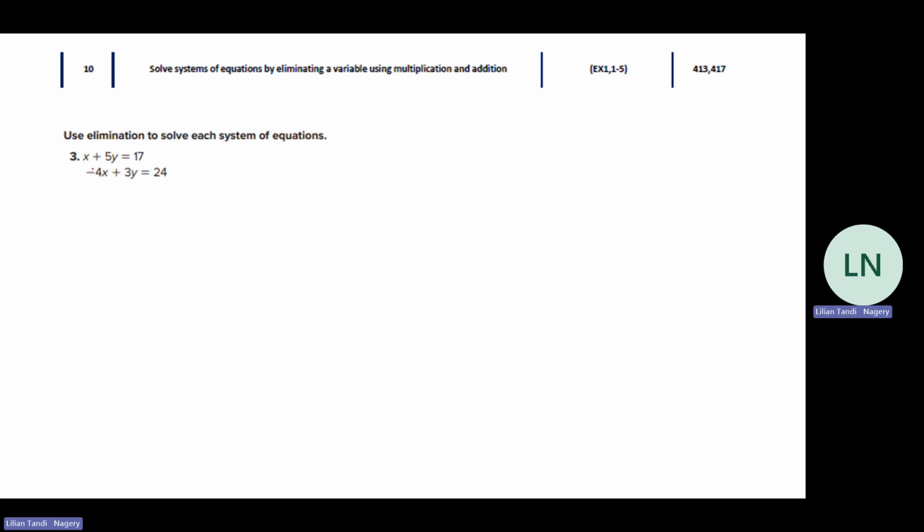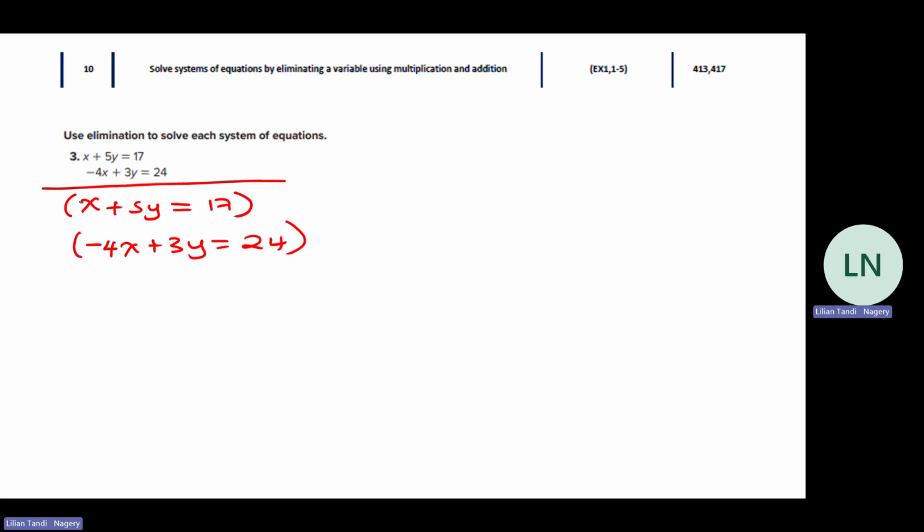Okay, I ask myself, do I have same number, same letter? My answer is no. If my answer is no, I'm going to use parentheses. X plus 5y equals 17. Negative 4x plus 3y equals 24. Because x has 1, I will eliminate x. So I will write here 1, and I will write here negative 4. I will do the distributive property.